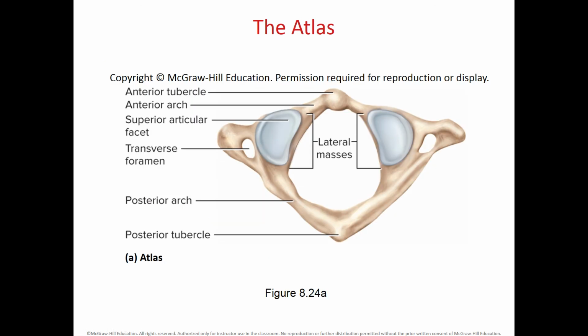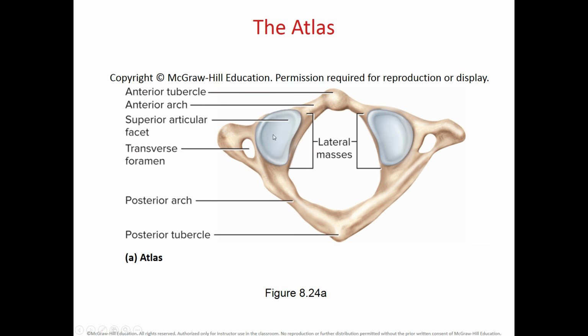So this is the superior view of the atlas. So this will be the large vertebral foramen. This will be the anterior arch, which is shorter than the posterior arch. This will be the transverse processes, and it doesn't have a body, but it has these lateral masses.